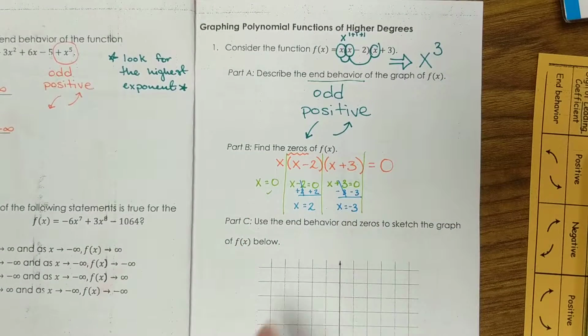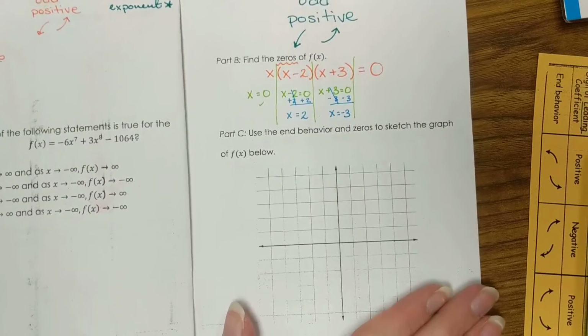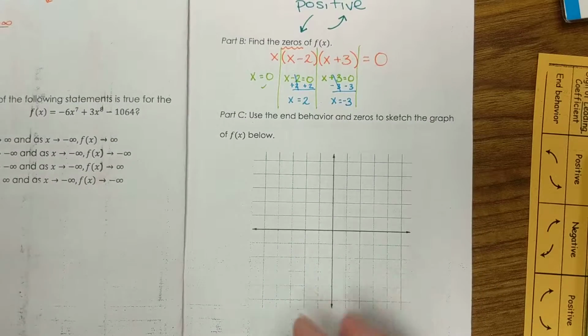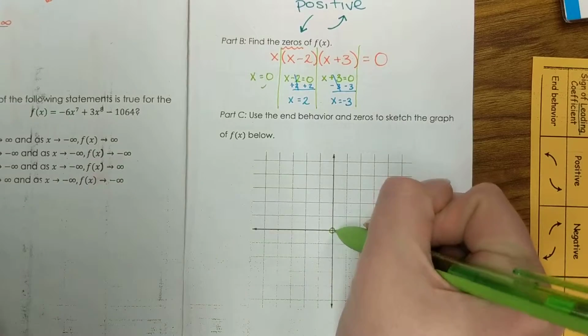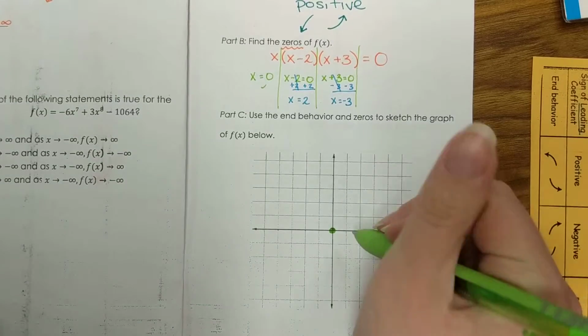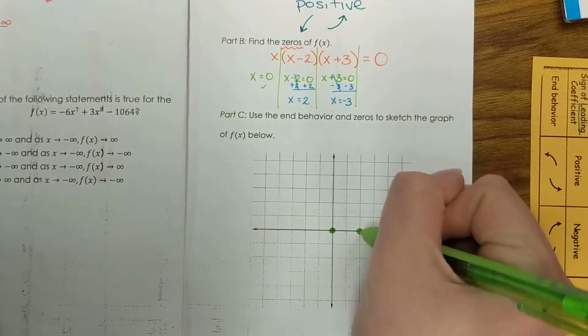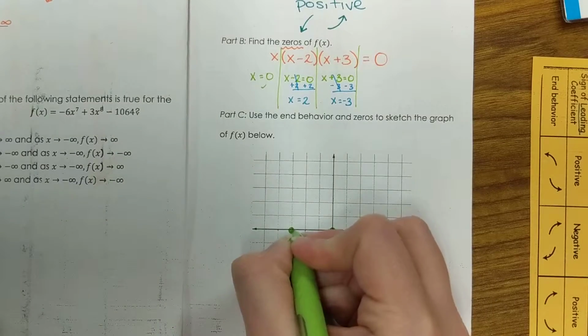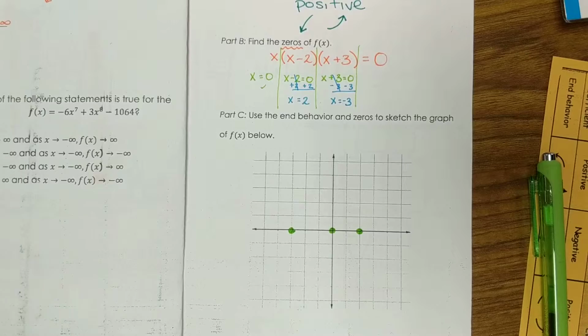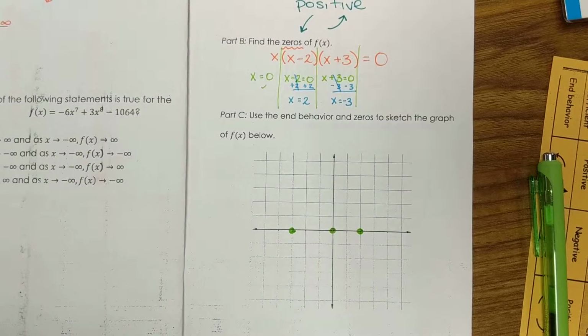So those 3 things right there, that's what you're going to graph down here, okay? So put 3 dots. So when x equals 0, put a dot. When x equals 2, put a dot. And when x equals negative 3. Okay? So I'll give you a second to graph those.